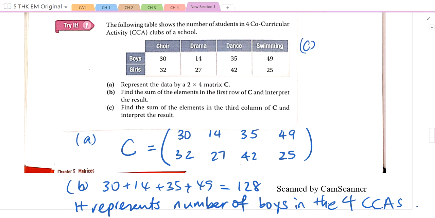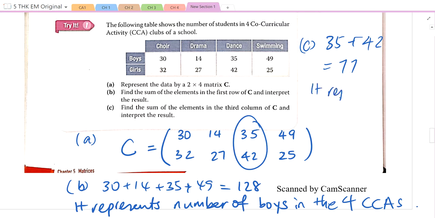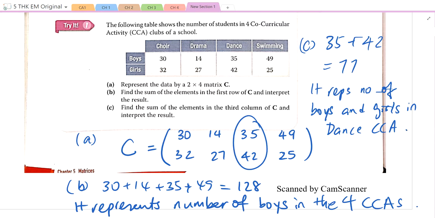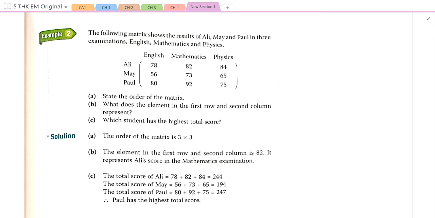Now, part C. Find the sum of the elements in the third column of C. So 35 plus 42 gives us 77. What does this represent? It represents the number of students, boys and girls, in the Dance CCA. Can just say students, right? Okay, male and female, yeah, out of Ali, May and Paul in 3 examinations.